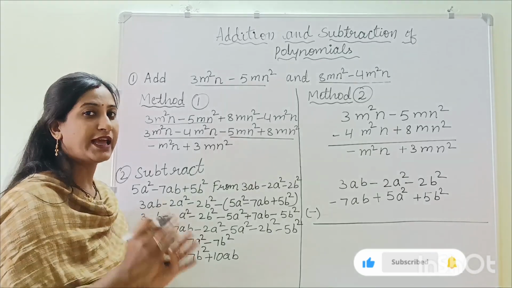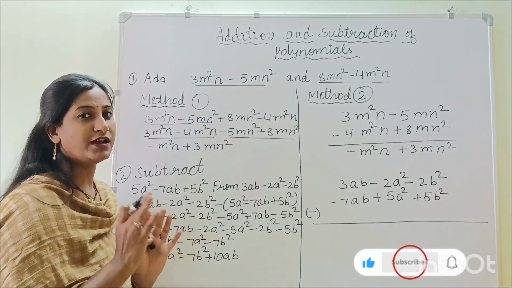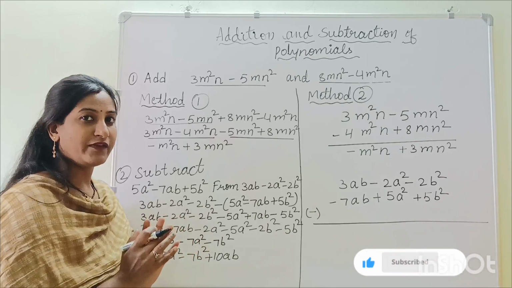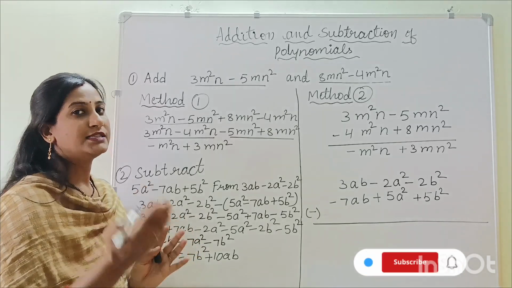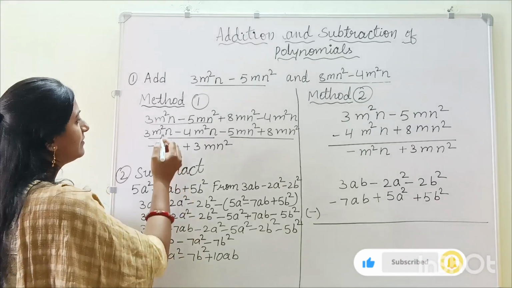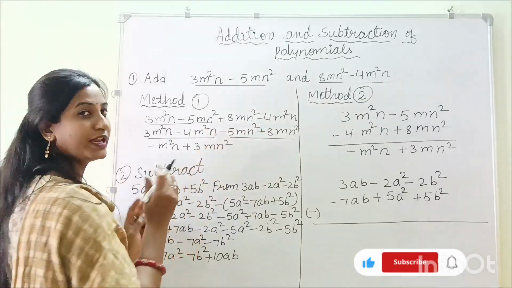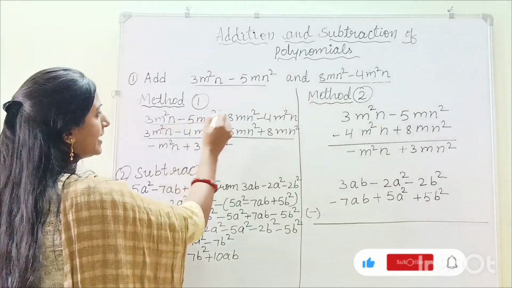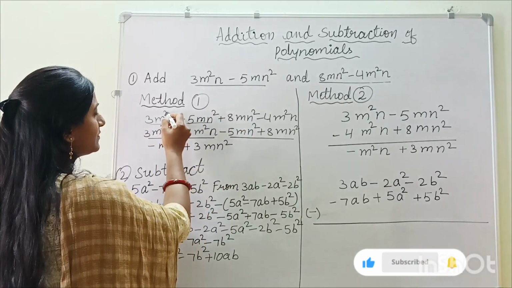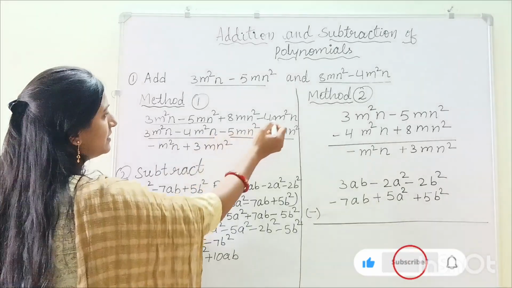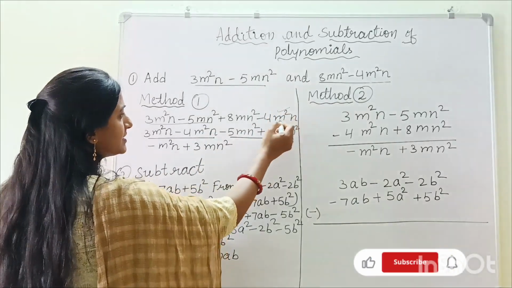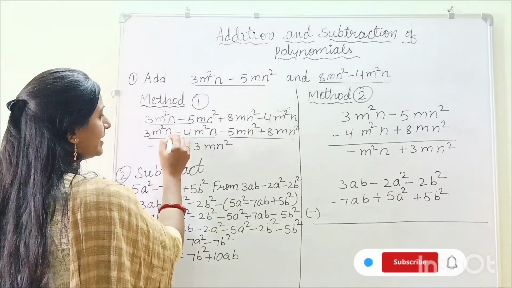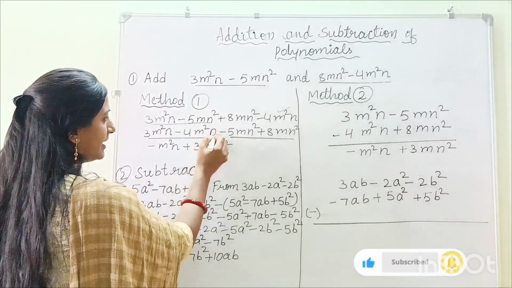Rearrange it how? Like terms together, so you can add or subtract. When you are adding or subtracting, remember one thing: always like terms can be added or subtracted. So which are the like terms here? We have to rearrange first. 3m square n: is there any term which has m square and n? Yes, we have 4m square n. So together we'll write 3m square n minus 4m square n.